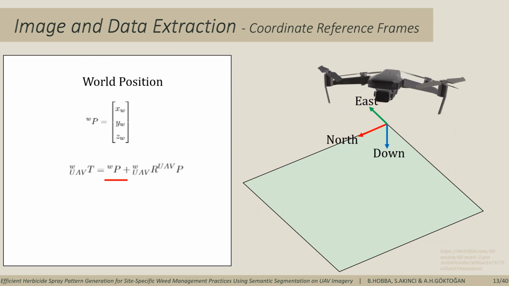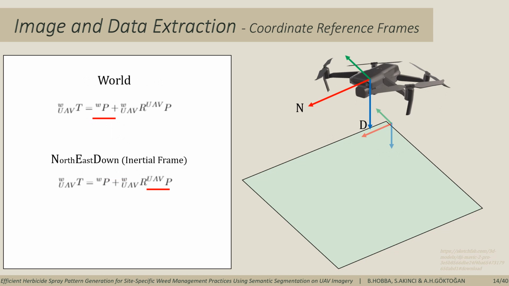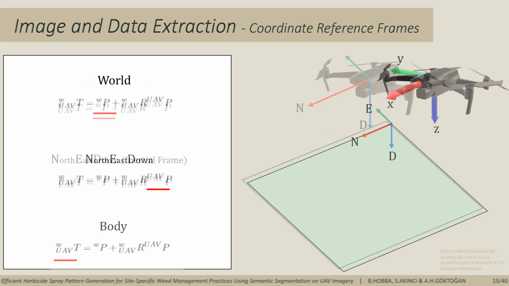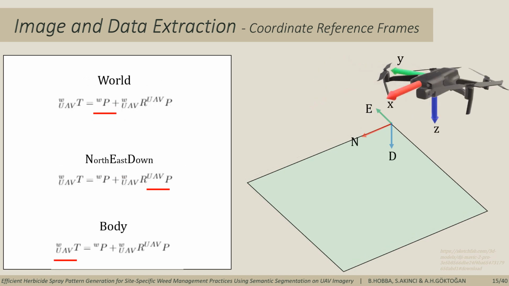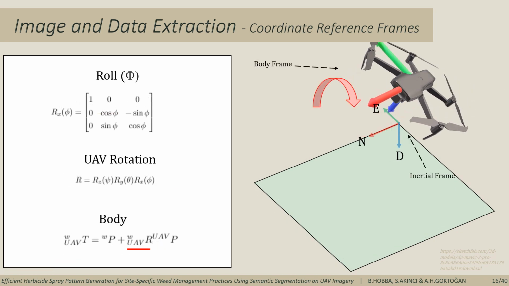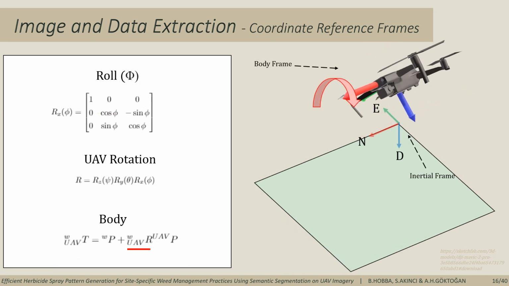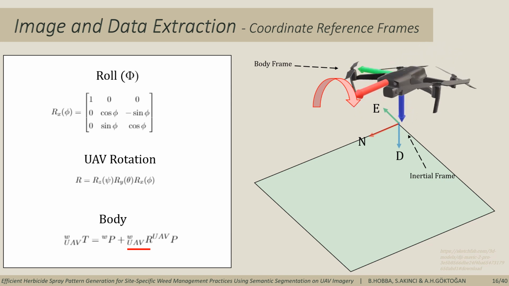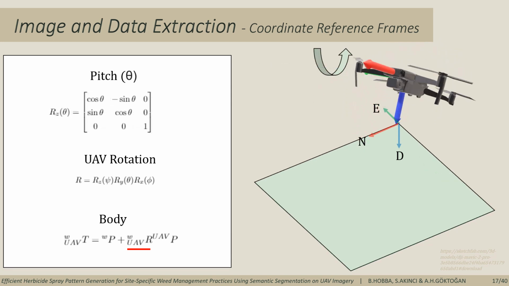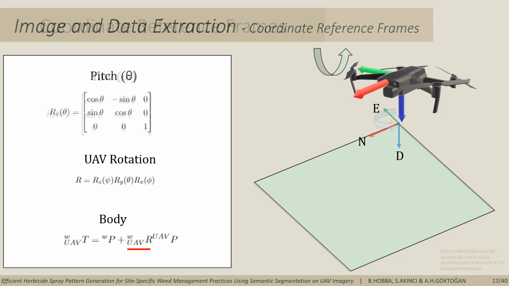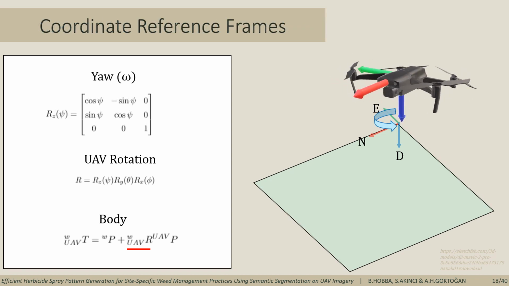The first reference frame corresponds to the UAV's position in the world, and then its inertial frame relative to the ground and north. The UAV's respective body frame is then considered. Pitch, roll, and yaw are determined through a set of rotation matrices by comparing the body frame to the inertial frame. Pitch and roll determine the orientation of the UAV, whilst yaw determines direction.